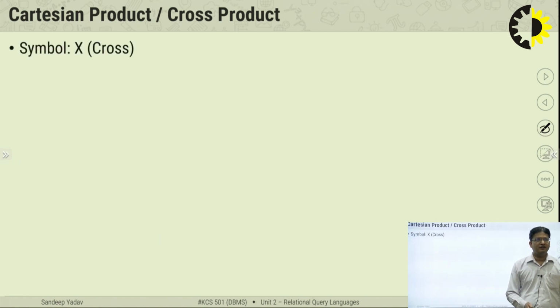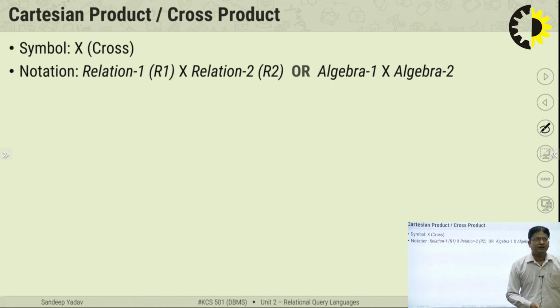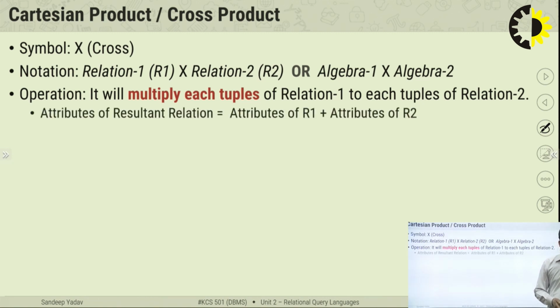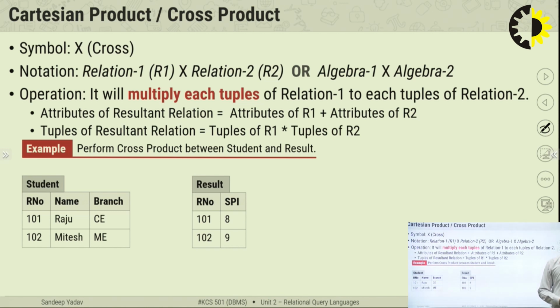Now, the next operation is Cartesian product. Cartesian product is basically a type of cross join, we can say. It is denoted by the symbol cross. Notation is relation R1 cross relation R2, or algebra 1 cross algebra 2. It multiplies each tuple of relation 1 to each tuple of relation 2. Now, the attributes of the resultant relation equal the attributes of relation 1 plus attributes of relation 2. So in this case, how many attributes will be there? Attributes of 1 plus attributes of 2, total 5 attributes will be there.